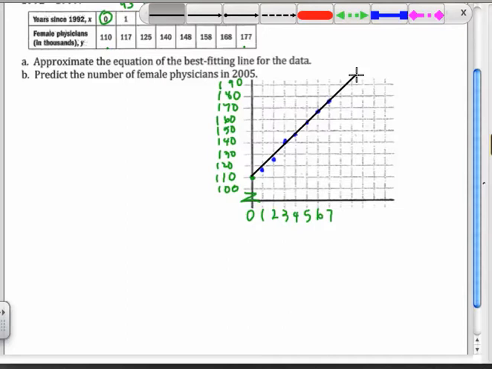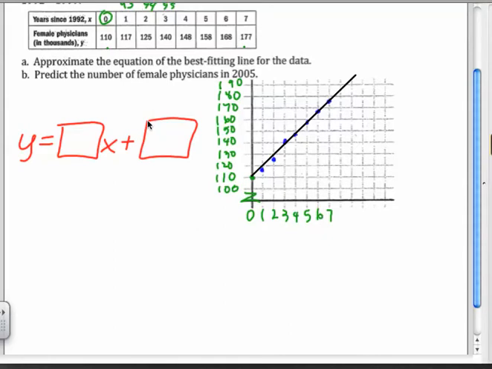Okay. How about right about there? Does that make sense? Yeah? Okay. Well, if that's the line of best fit, we need to write an equation for that line. It says write an equation: y equals box x plus box. Does anybody see any information that I can go ahead and throw in there? I can already put something in my equation. What is the y-intercept? It's 110, right? That's where it crosses the y-axis, right there. Now I just need to find the slope.